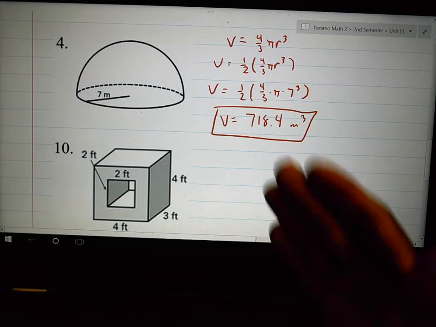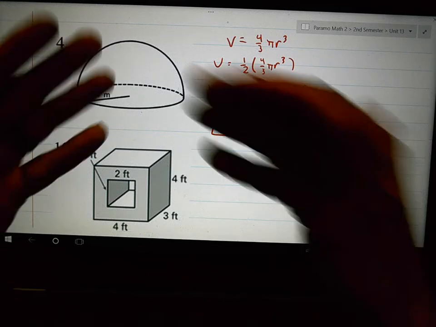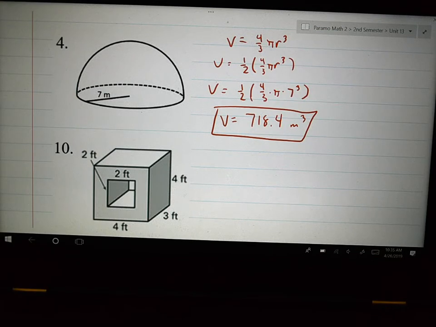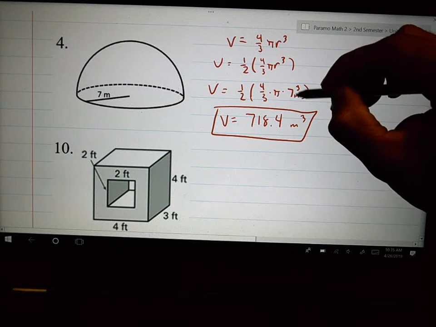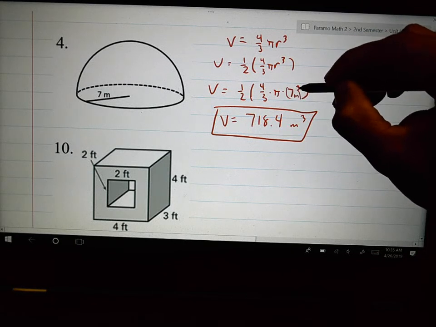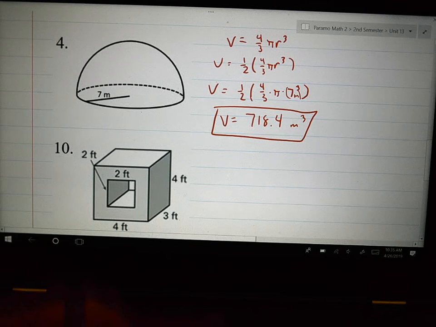Which means the whole sphere is going to be super big, but this hemisphere is only 718.4 meters cubed. And it should make sense because what you're doing with this distance here, 7 meters, you're taking it to the third power. That should let you know your units are meters cubed.